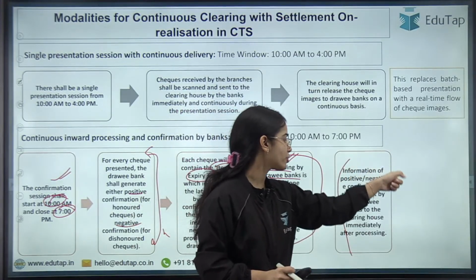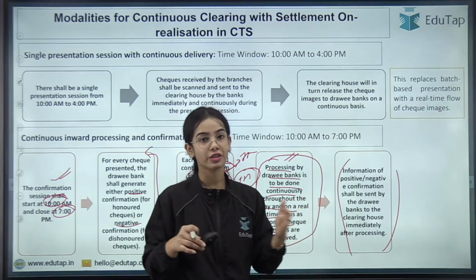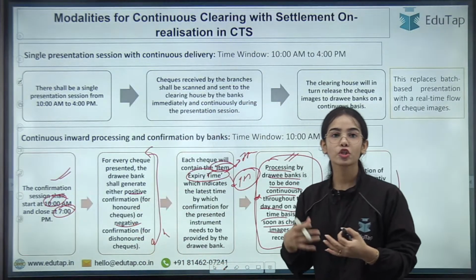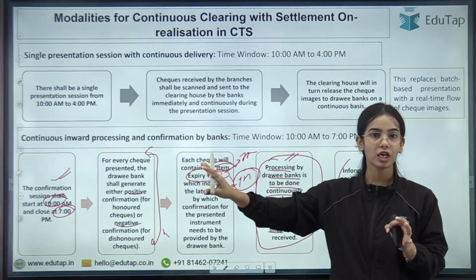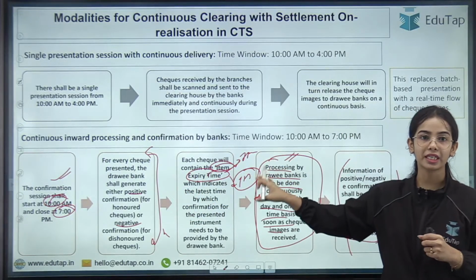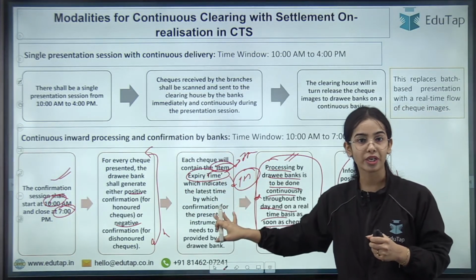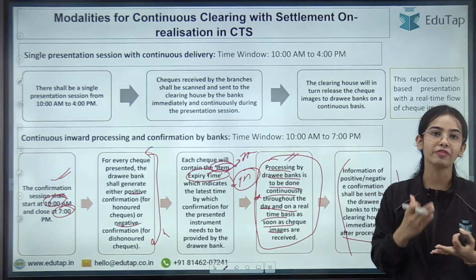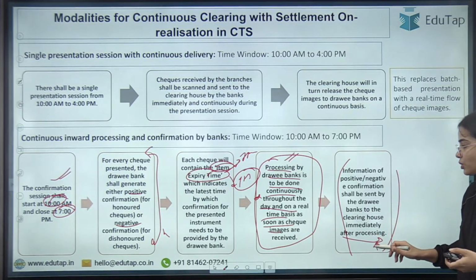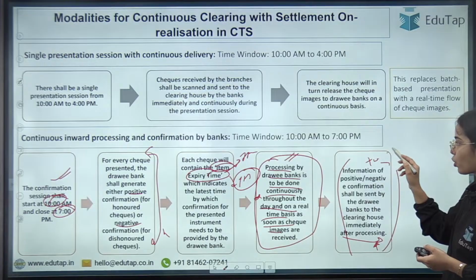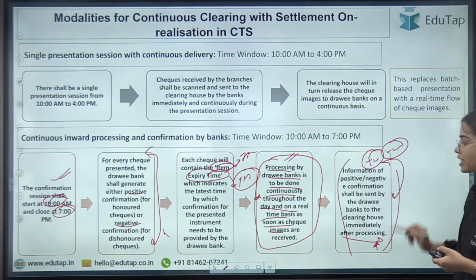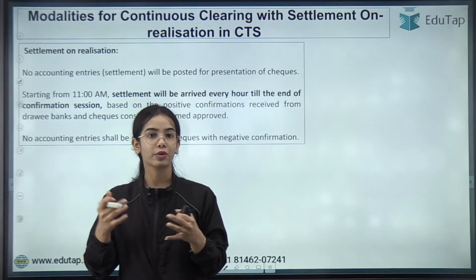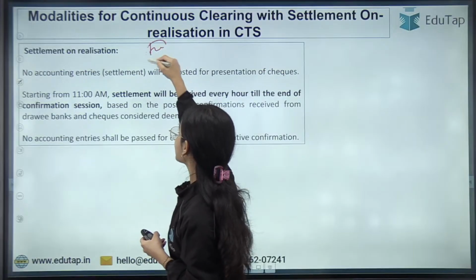Information of positive and negative confirmation shall be sent by the drawee bank to the clearing house immediately after the processing. So processing should happen on a continuous basis so that the bank is not waiting till the end of the confirmation cycle. Even if time is given to the drawee bank for the confirmation, confirmation should be done on a continuous basis. The bank should not be waiting for the end of the time. And as soon as the confirmation, positive or negative, is done, the information has to be given to the clearing house. Once the clearing house receives the positive confirmation, the settlement can continue.